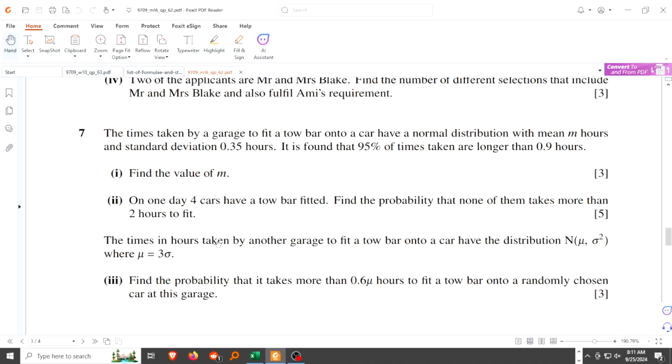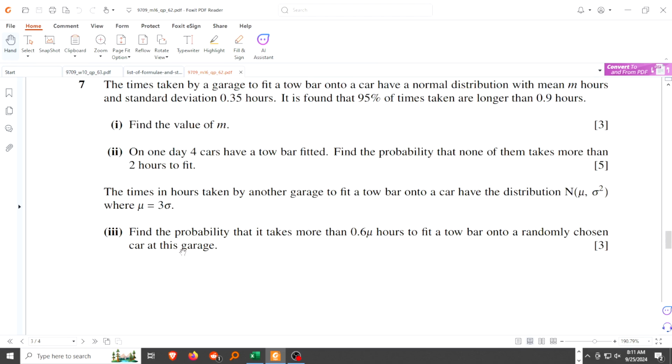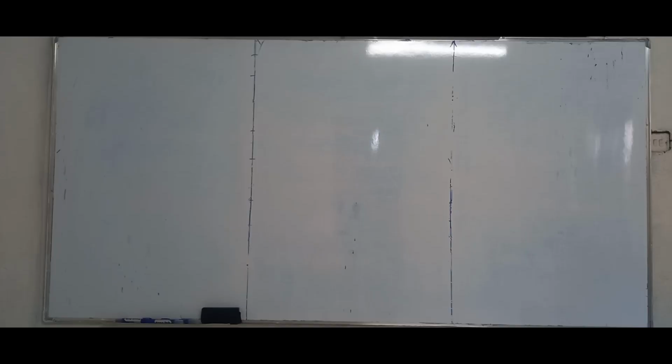Then, the times in hours taken by another garage to fit a tow bar onto a car are normally distributed with a mean of mu and a variance of that, where mu, which is the mean, is given as 3 standard deviations. Part (iii): find the probability that it takes more than 0.6 hours to fit a tow bar onto a randomly chosen car at this garage. 3 marks. So the solution to this question is as follows.